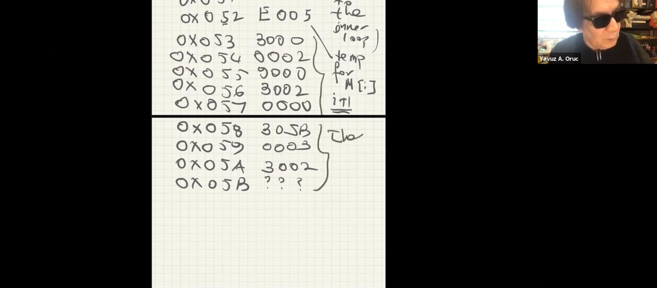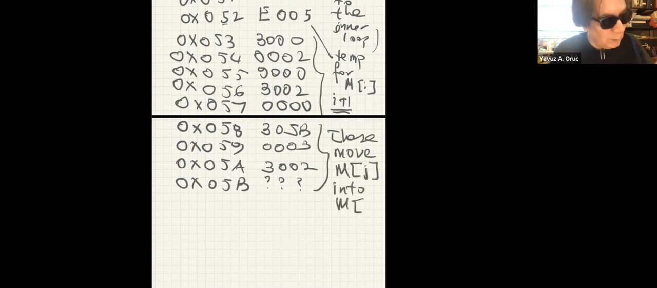These move J into MI. And you know that we saved MI to temp. So we just want to take it from the temp location, location 5, and then push it to MJ.